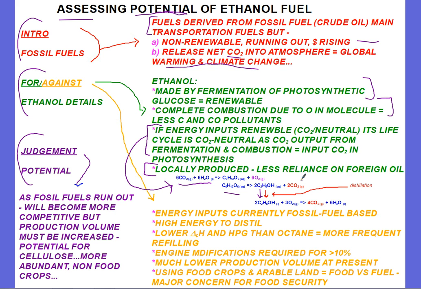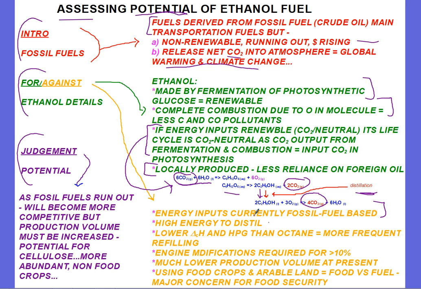So if you look at the net result here, the fermentation produced 2 moles of carbon dioxide, the combustion then produced 4 moles of carbon dioxide, giving us 6 moles of carbon dioxide in total. We look back here at photosynthesis, it consumes 6 moles of carbon dioxide, and therefore that life cycle is net carbon dioxide neutral. The problems with ethanol, though: the energy inputs mostly for this process, especially distillation, are currently fossil fuel based, so it doesn't completely solve the problem of fossil fuels.